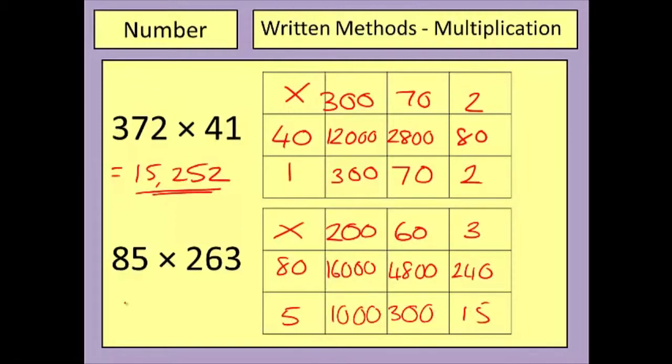When I add up all of those values, again really carefully, I get the final answer to this sum as 22,355. Well done if you got both of those correct.